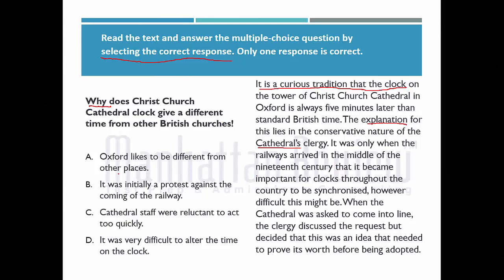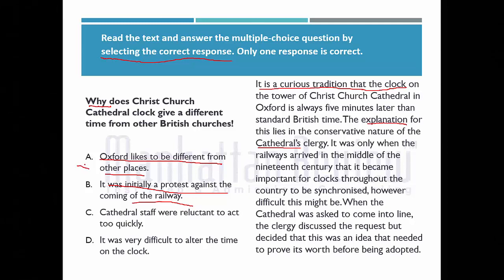For example, A. Oxford likes to be different from other places. There is nowhere given in the passage whether it likes to be different or likes to be similar. That means it automatically gets omitted. Second one, B. It was initially a protest against the coming of the railway. It was nothing as such. There is no discussion of a protest that has occurred. So A and B are eliminated.